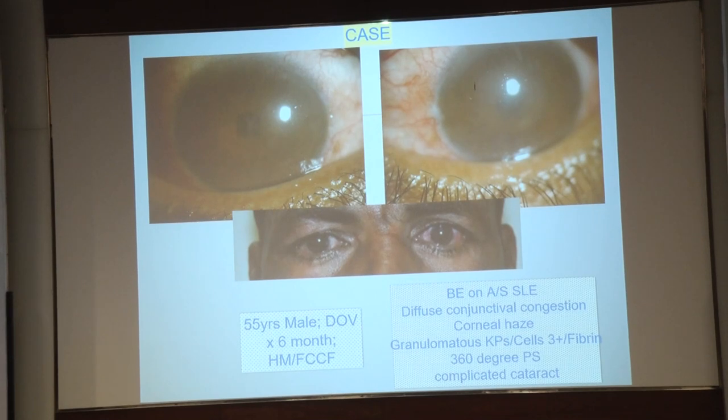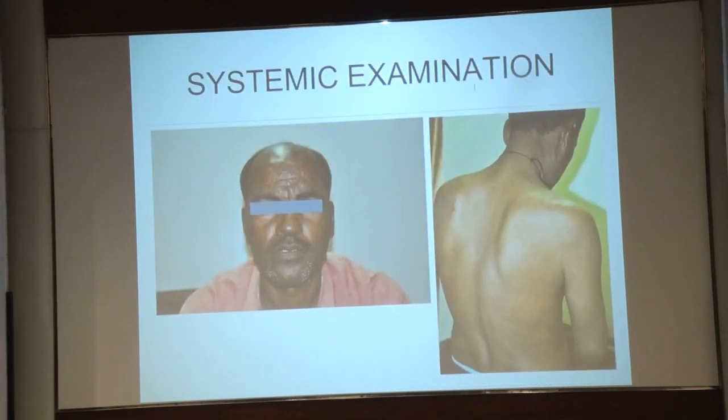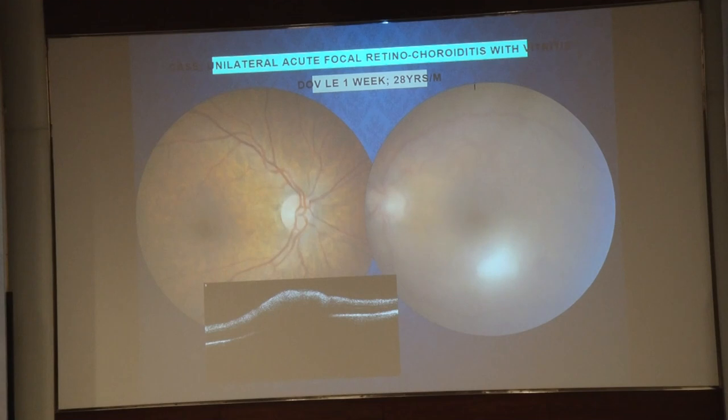This is another case where a middle-aged male with bilateral diminution of vision came with this picture, and on suspecting the systemic association because of these skin lesions, this patient was referred to dermatology and came back with the diagnosis of lepromatous leprosy. The treatment was given and patient is doing fine.